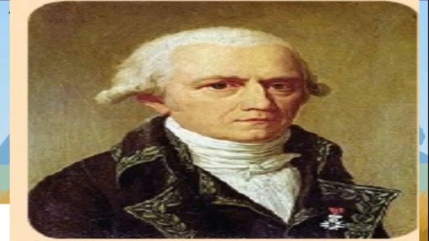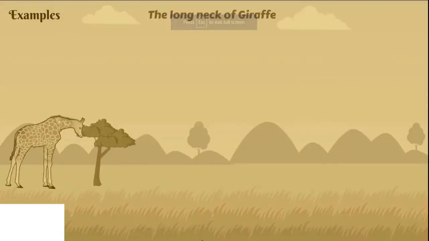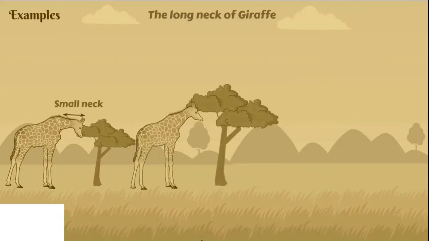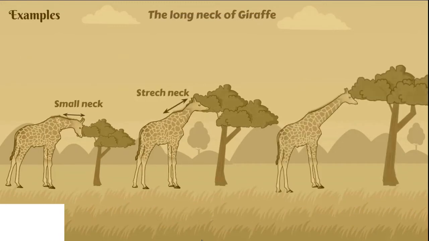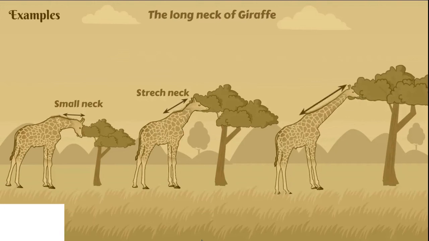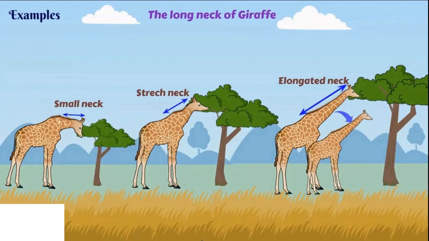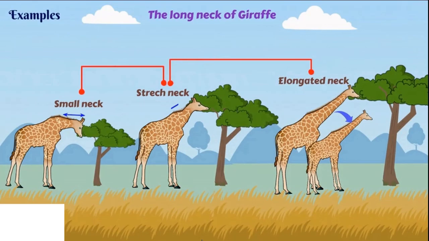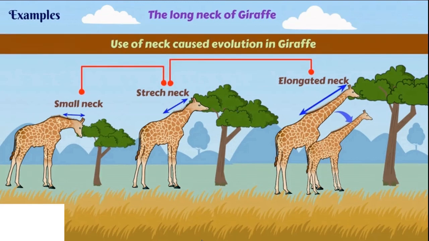Of giraffe, he said that the ancestor of the giraffe had a small neck and was like a horse. As there was no food on the ground, they had to stretch their necks frequently and continuously to reach the leaves. With continuous use, there was a small elongation in their neck. The character of the elongated neck passed to their babies. This is inheritance of acquired characters. Over generations, the neck became so long that they can eat the leaves at the top of the trees. Thus, the use of the neck caused evolution in the giraffe.